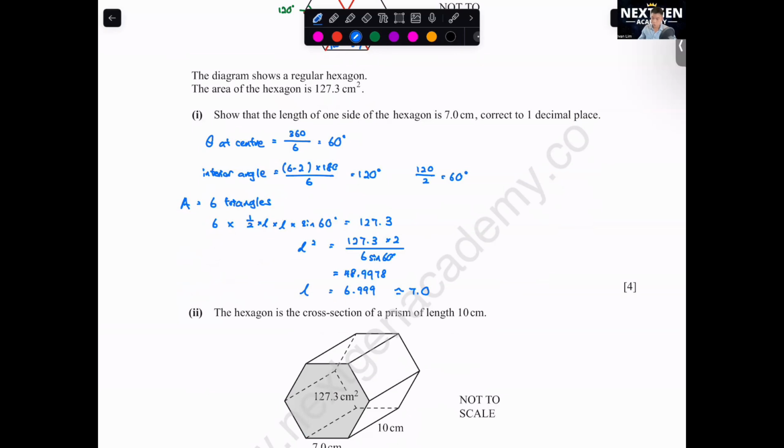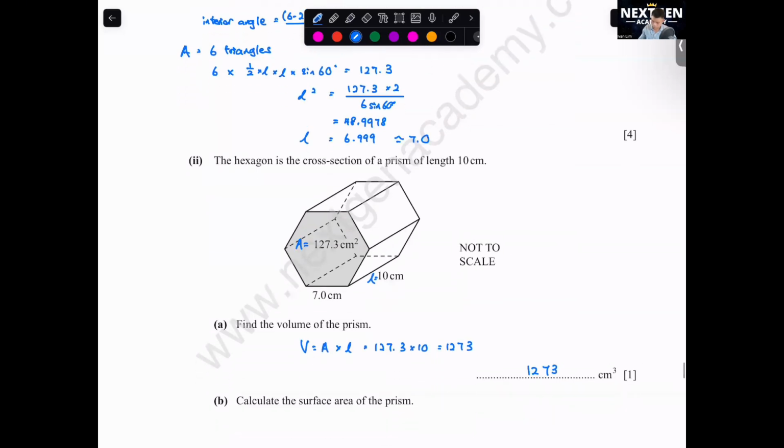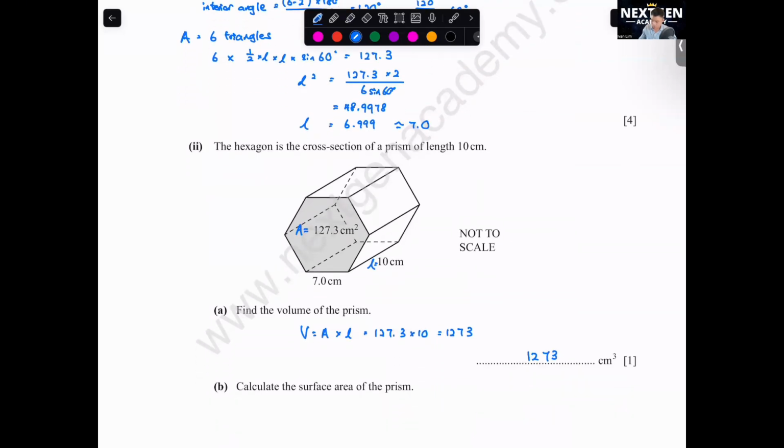Okay, question 2. Find the volume of the prism. Volume of the prism, this one is just take cross-sectional area, multiply by the length. This is A, this is length. So 127.3 times 10, which is 1273 cm cube.